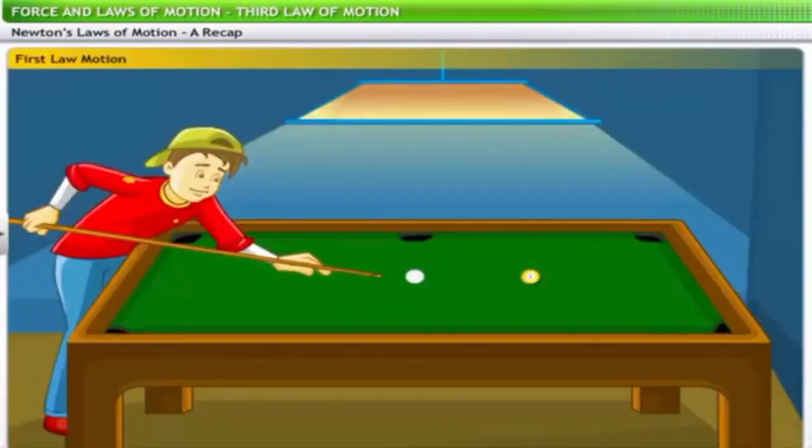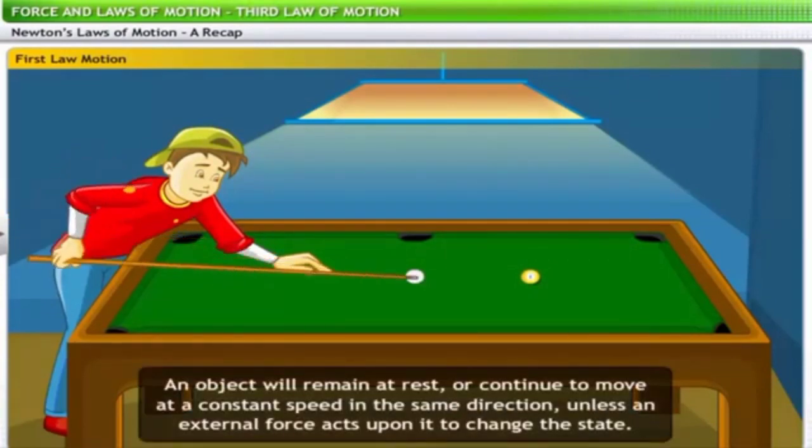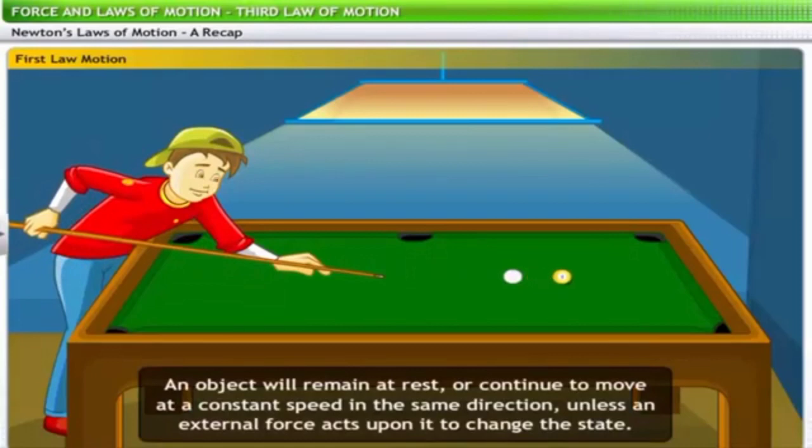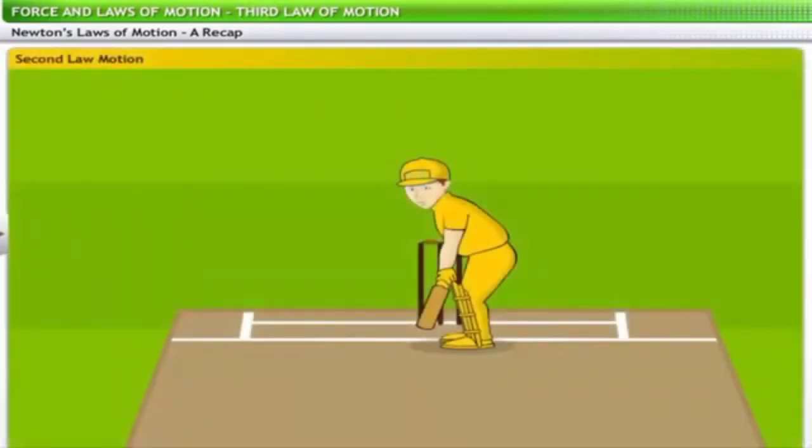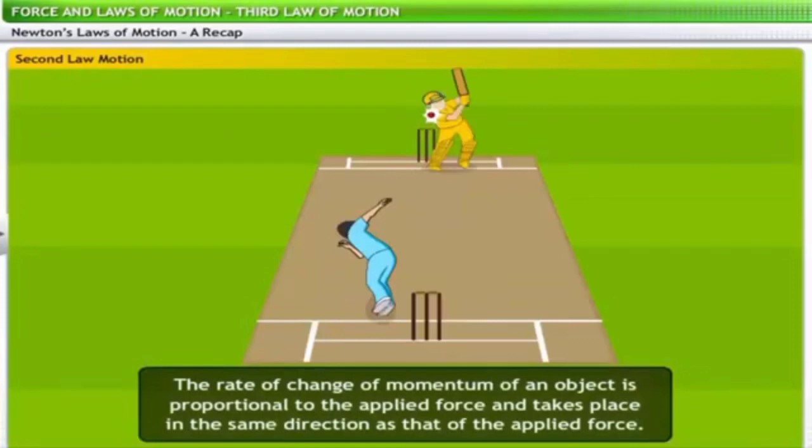Let's quickly summarize the three laws of motion. The first law states that an object will remain at rest or continue to move at a constant speed in the same direction unless an external force acts upon it to change the state. Newton's first law of motion gives the concept of force. The second law states that the rate of change of momentum of an object is proportional to the applied force and takes place in the same direction as that of the applied force. Newton's second law of motion gives the measurement of force.